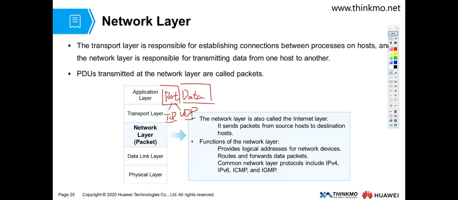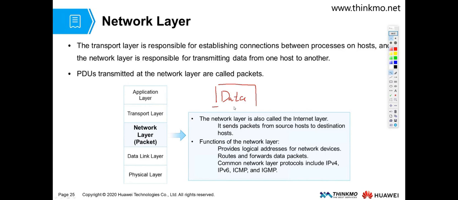In this context, in the future, we also need to identify, besides the port, where this data should be sent. To which person globally should it be sent? What is the person's name? In this process, our network layer is responsible for sending data from one host to another. Here we provide what is called an IP address. This provides a logical address for our network devices, allowing our routers to forward data packets based on routing. Common network layer protocols include IPv4, IPv6, ICMP, and IGMP.